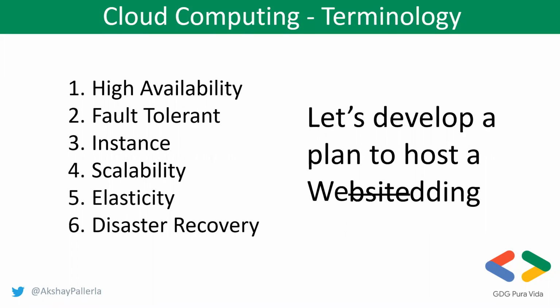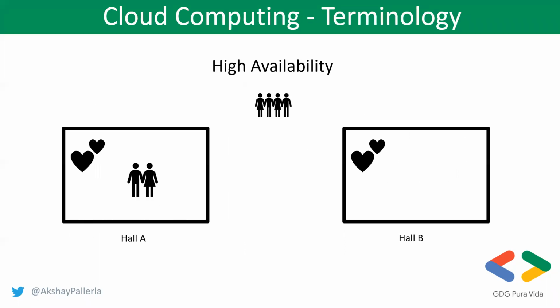of hosting a wedding. Now, all of us have to think about hosting a wedding, right? So for a wedding, we need a couple and we need some guests who will attend and we need a hall. So I'm giving an analogy to discuss high availability in the next slide. So this is a wedding that we have planned. We are planning to host that wedding in Hall A.